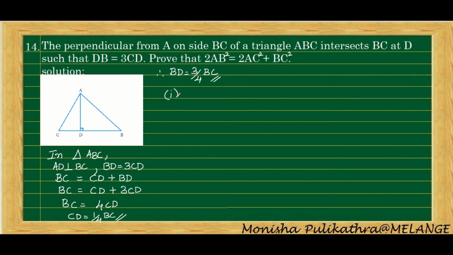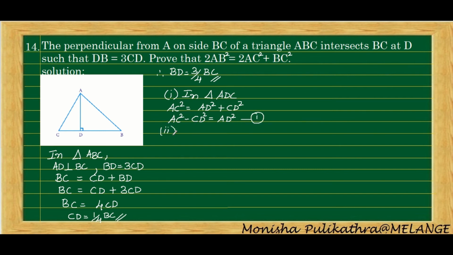Next you have to take separate triangles. First, in triangle ADC, angle D is 90 degrees. So AC will become the hypotenuse, right? So AC square is equal to AD square plus CD square. Next, I will make this equation for AD square. I will shift the CD square here, so AD square is equal to AC square minus CD square. Let this be equation number 1.